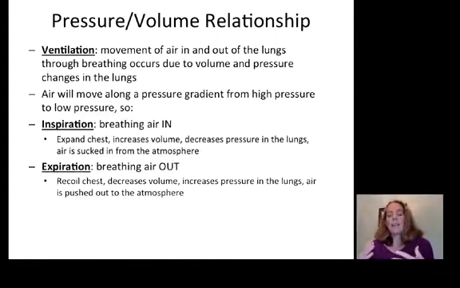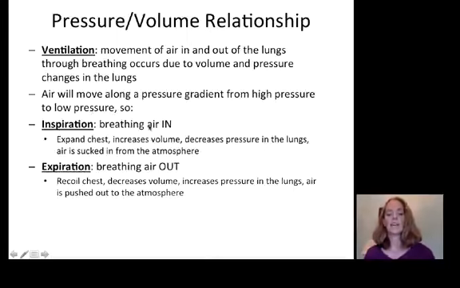So how does this actually work? We're expanding the chest cavity and compressing the chest cavity, and what that does is creates a pressure gradient. So ventilation is the movement of air in and out of the lungs, and this happens due to volume and pressure changes in the lungs. So air will move along a pressure gradient from high to low. So here's how it works.